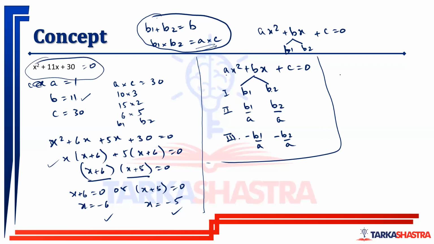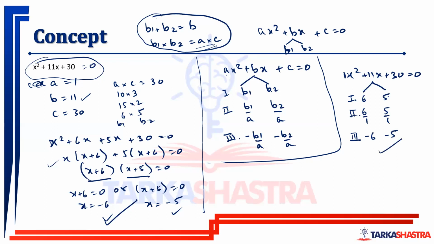That is x square plus 11x plus 30 equal to 0, in which the first step split would be 6 and 5, such that 6 plus 5 is equal to 11 and 6 into 5 is positive 30. Second step, 6 divided by 1, 5 divided by 1, because a is 1 in this case. Third step, change the sign, minus 6, minus 5. So we have got the same roots. Here also we got minus 6, minus 5.